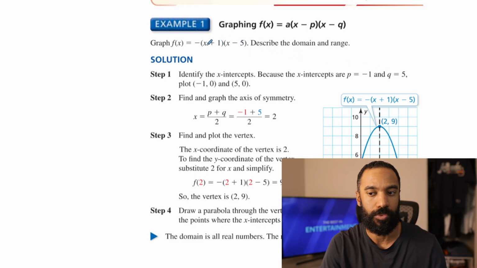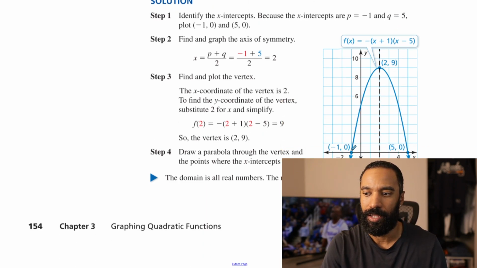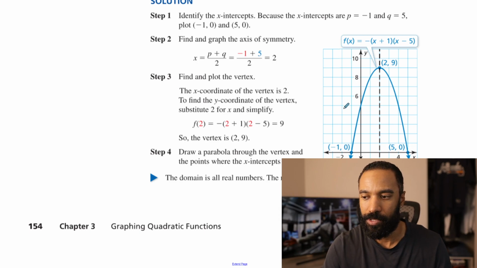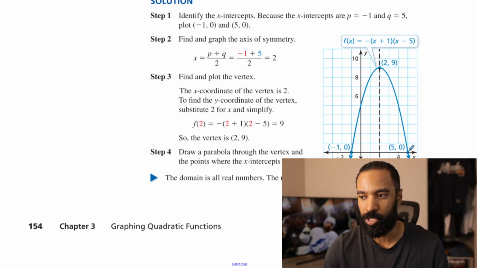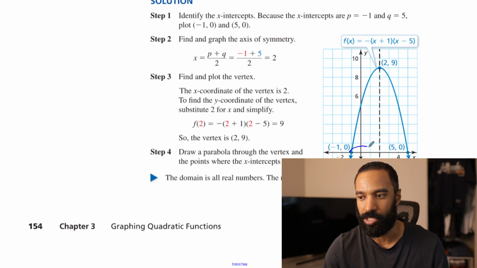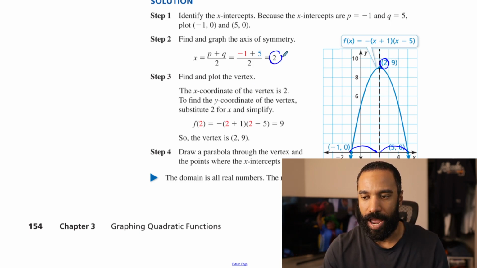It's what number gets you 0. That's the important part. So negative 1 and 5. So we plot negative 1, 0, and 5, 0. Now exactly halfway between negative 1 and positive 5, you can count that. The distance between these two is 6, so half that distance is 3. 3 away from negative 1 and 3 away from 5 is 2. X equals 2 is your axis of symmetry.